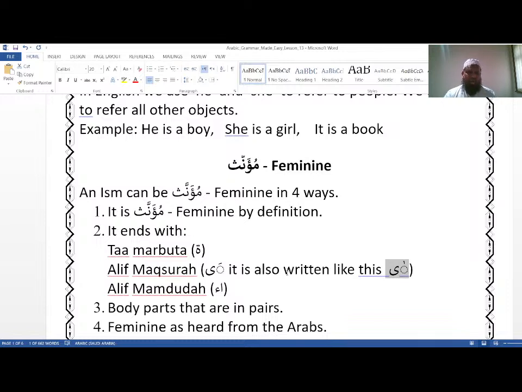Number 1, muannas by definition. Number 2, ends with signs. Number 1 is ta marbuta. Number 2, alif maksura. Number 3, alif mamduda. Body parts, obvious, they will have no signs at all. As long as we know it's body part in pairs, we'll consider or use it as muannas. And number 4, ism heard from the Arabs. They used it as muannas.